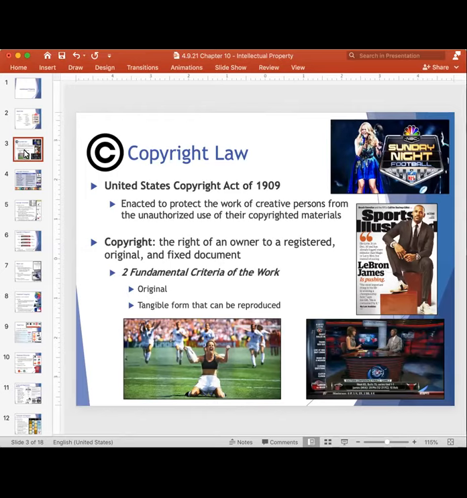So in print, a CD, DVD, motion picture, canvas, sculpture are all different examples. Examples that we see on this slide that may have copyright protection or may receive copyright protection: the Sunday Night Football theme song is a choreographed musical work. Sports Illustrated magazine is a literary work. SportsCenter broadcast is a dramatic work. And then this infamous picture of Brandi Chastain from the 1999 Women's World Cup. That photograph would also receive copyright protection.